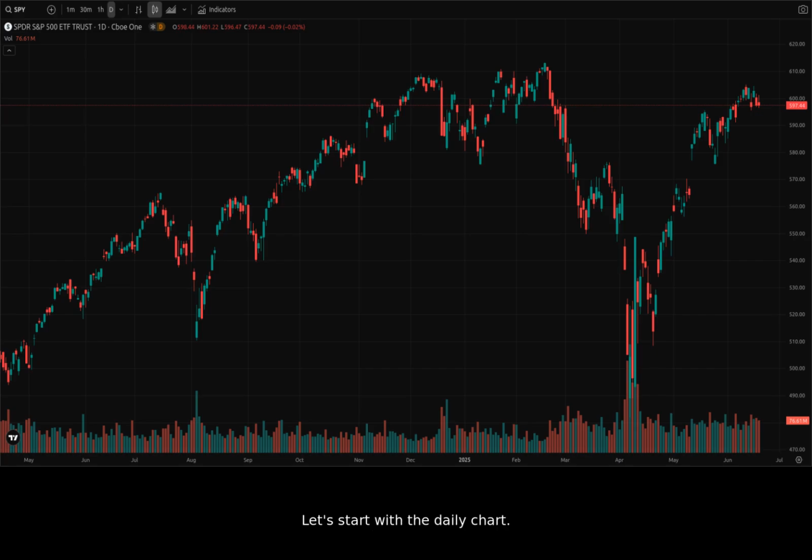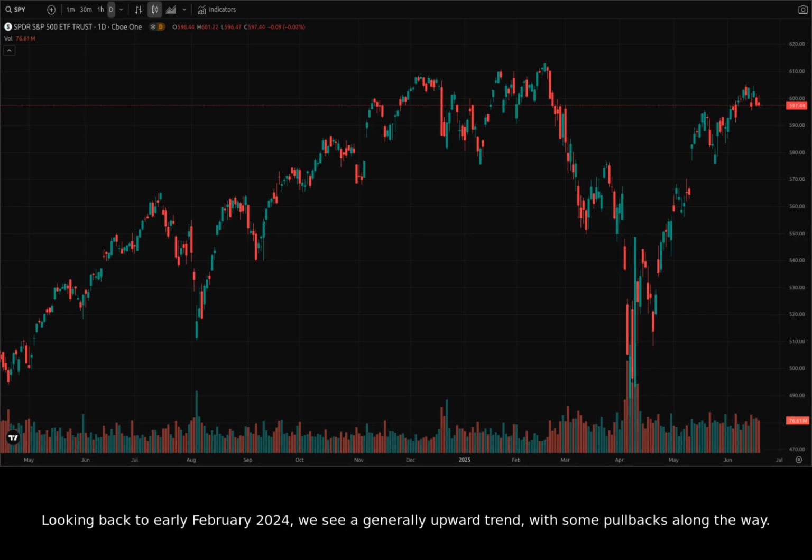Let's start with the daily chart. Looking back to early February 2024, we see a generally upward trend, with some pullbacks along the way. The most recent candles show some sideways action.